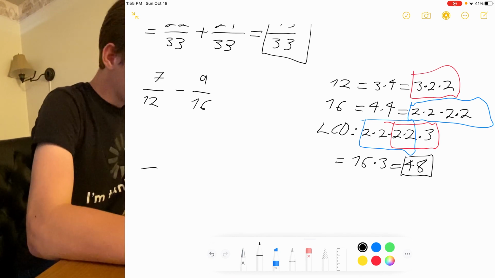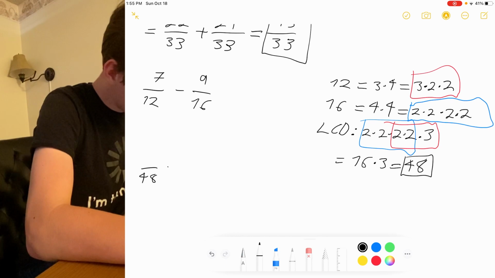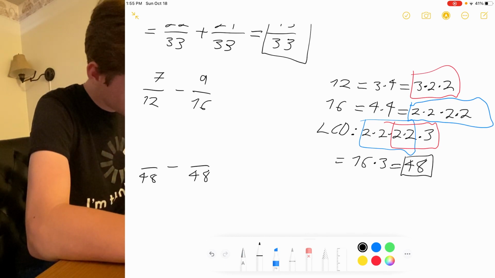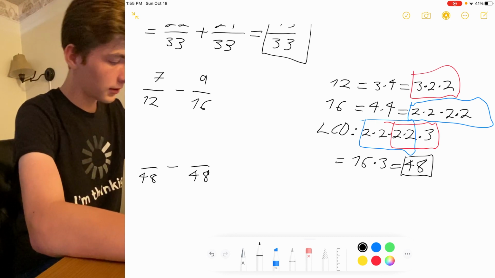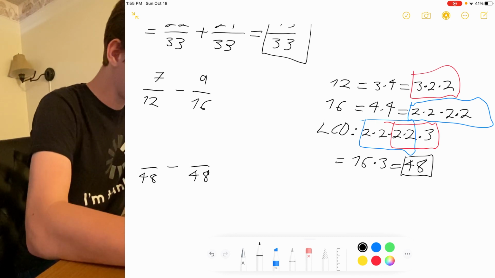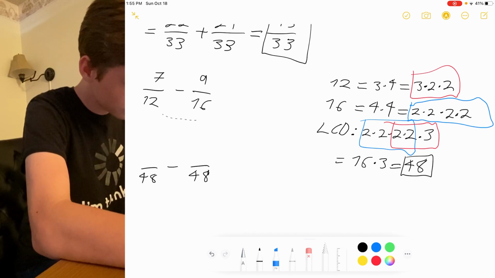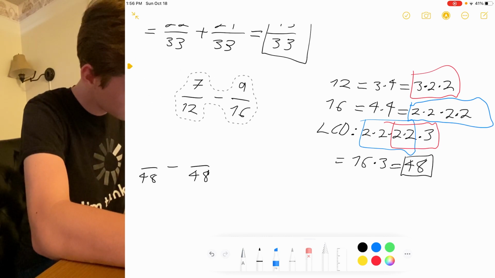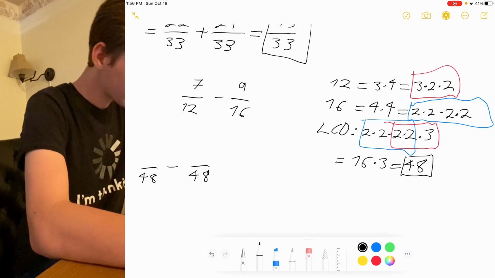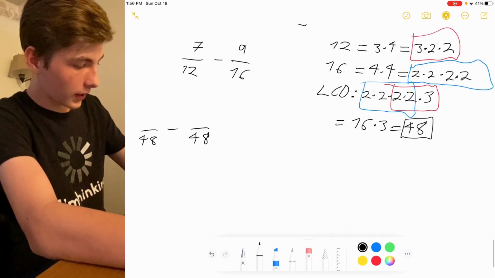That's what's going to go on the bottom. So let's just rewrite this with that on the bottom. And now, what are the things we're going to need to multiply by? So actually, let me move this over a little bit. We're going to take that, 48.